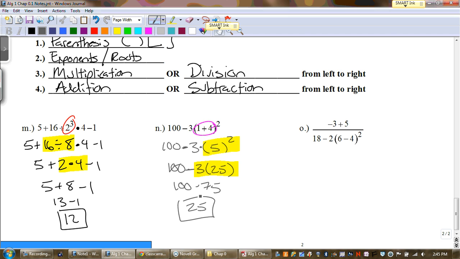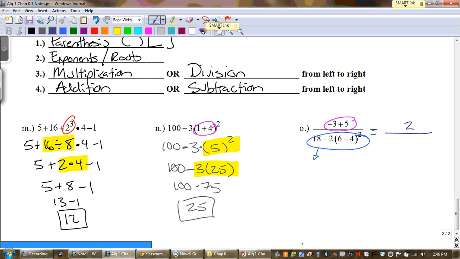Okay, now for this one, we're going to treat it like it's two different problems. We're going to worry about the top first and then the bottom, okay? So, the top. Oh, let's make that look a little nice. Negative 3 plus 5 is 2, okay?